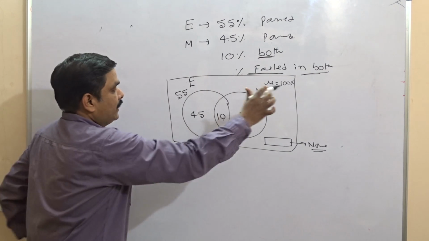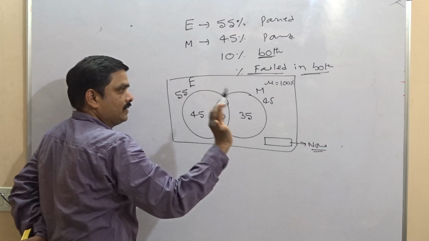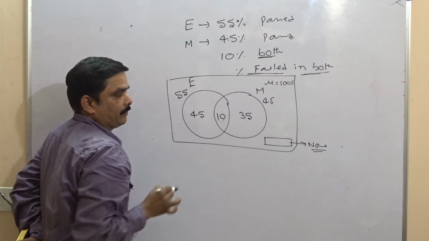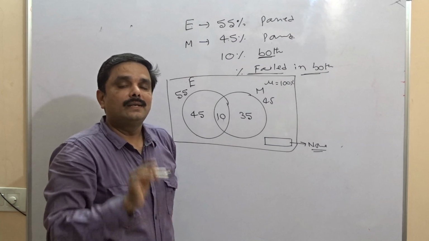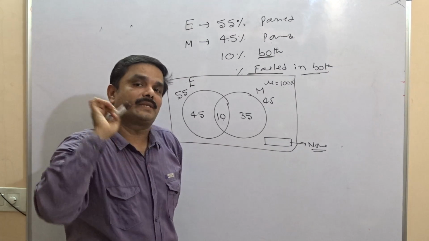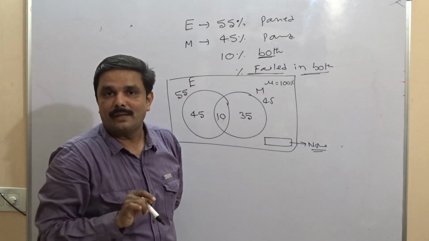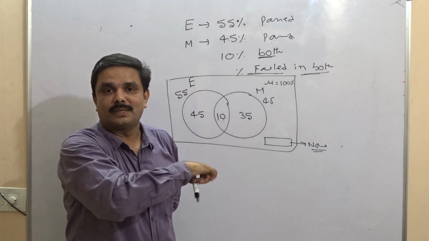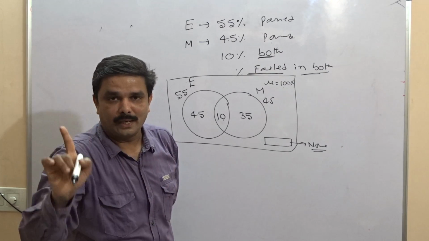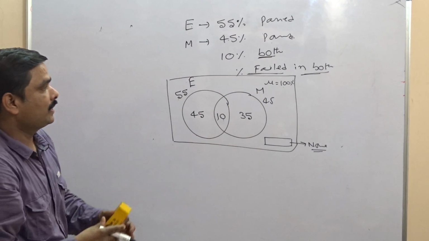Now, when it is given in this way, when it is 100%, always remember this 45 plus 10 plus 35% is known as the percentage of students who passed in at least one subject. At least one subject means one or more than one. More than one means here maximum subjects are 2. Remember, there is the general principle here.